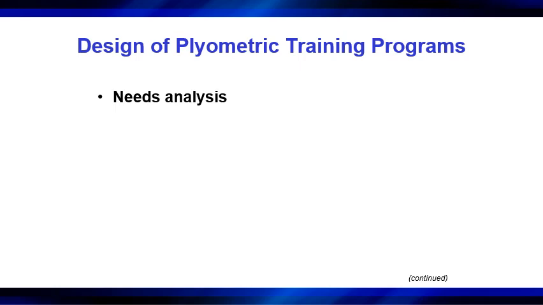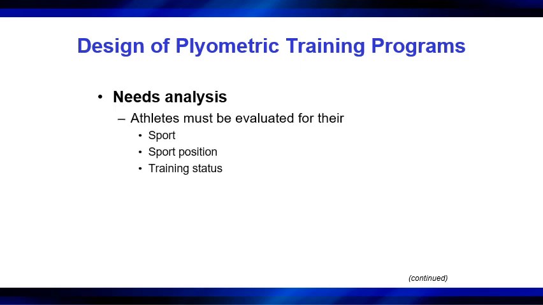First thing you have to do is a needs analysis. So again, athletes, just like with everything else, need to be evaluated for their sport, position, and training status. All of these things need to come into play, because what this is going to tell you is what types of exercises you may need to start with, and what you need to be thinking about planning in the future. So there's multiple things at play here. You may look at an exercise and say, well, that's really good for this sport or even for this position, but maybe because of their training status, they're not really prepared to do the particular exercise you're doing.